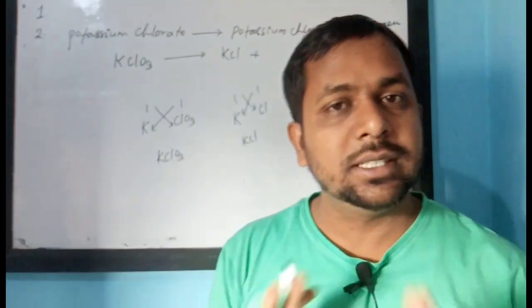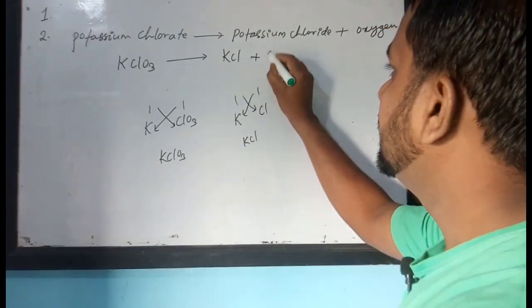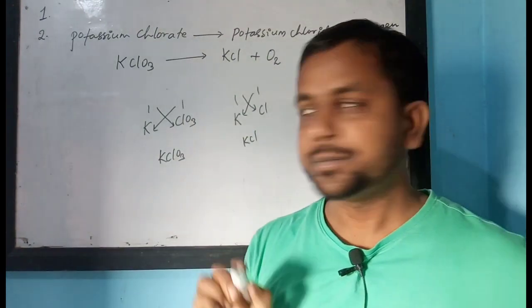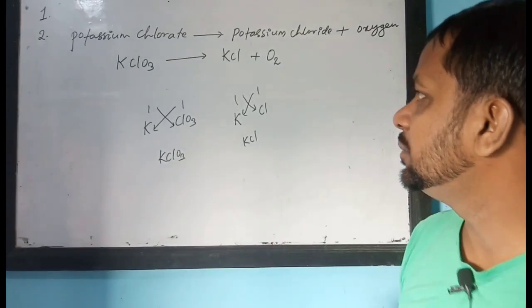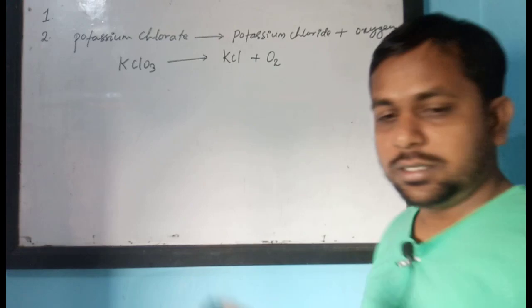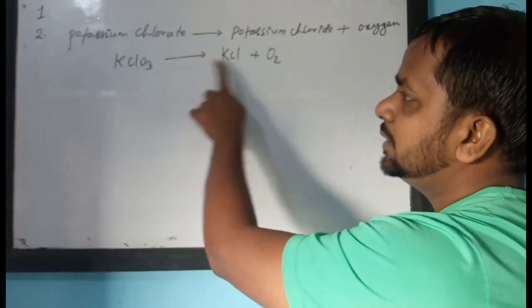Oxygen, we know that it is a diatomic element. Then if it is a diatomic element, we have to write oxygen symbol O2. Okay, now let us balance it. This equation is the formula equation. Let us see if it is balanced or not. How many K here? 1. K is 1 here.